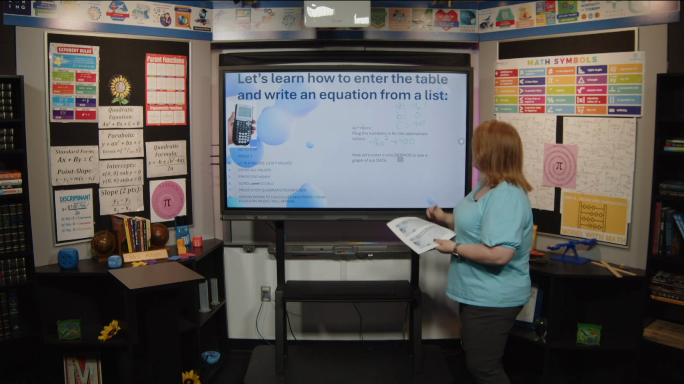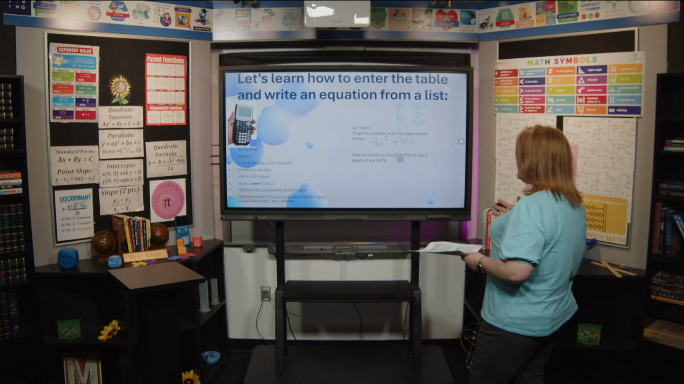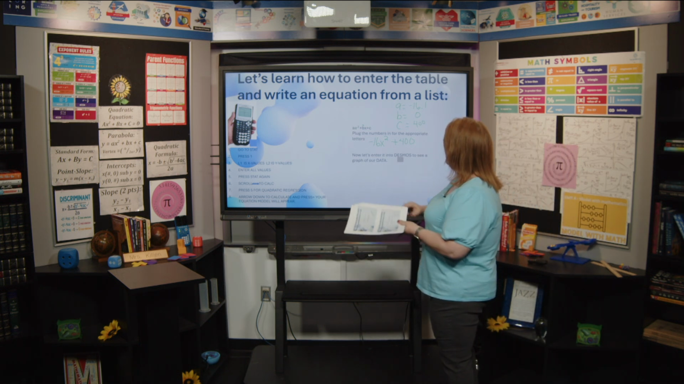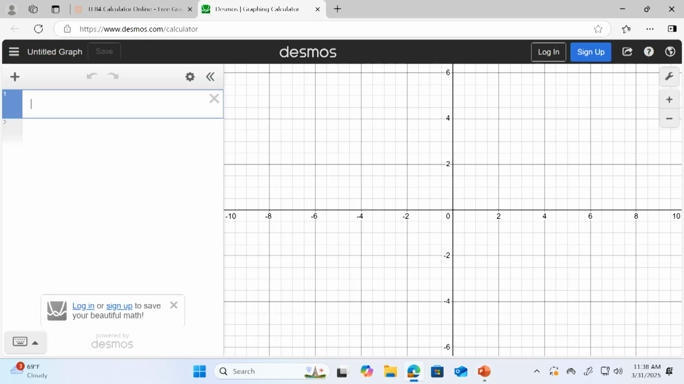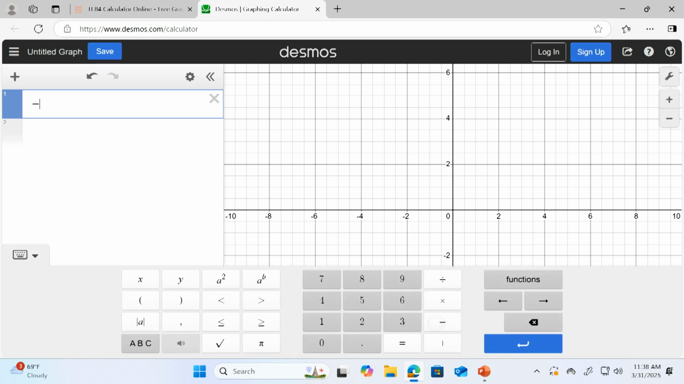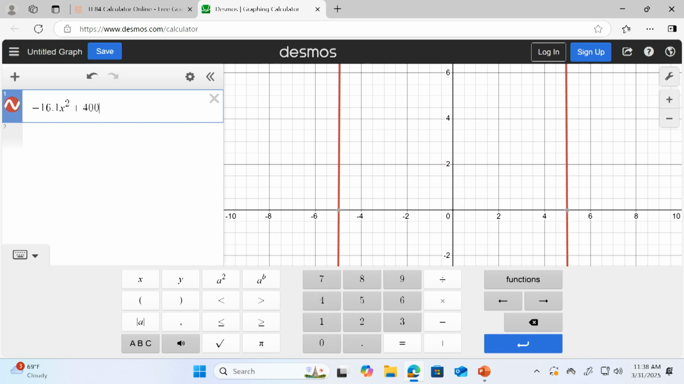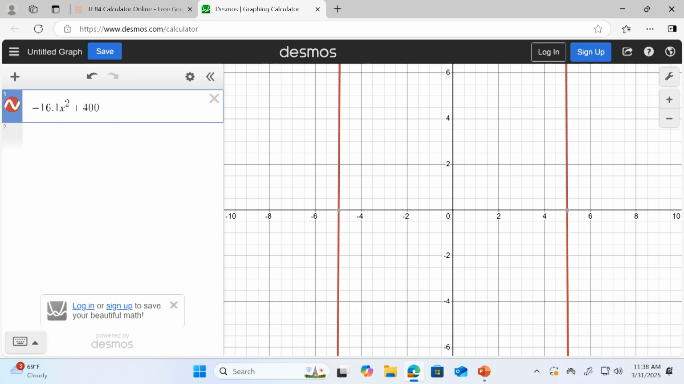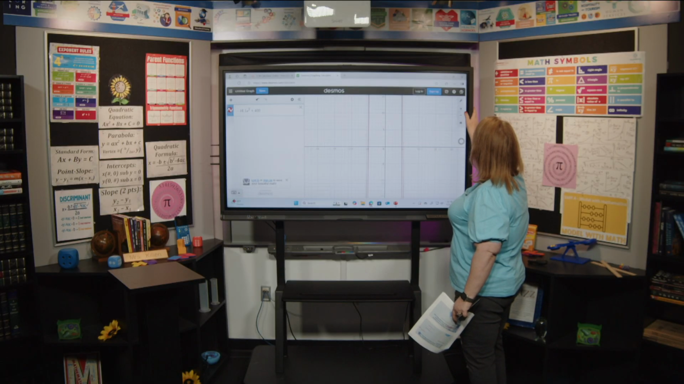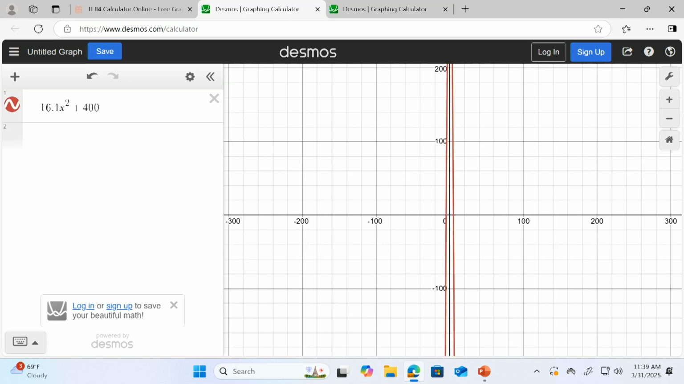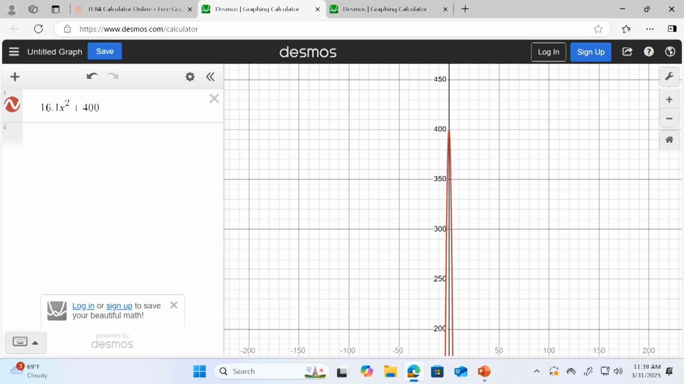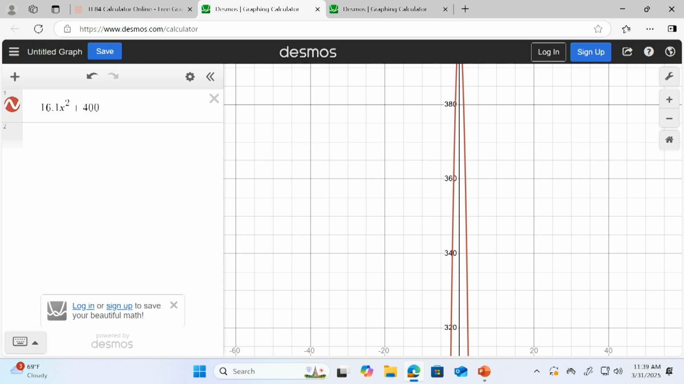Good job. All right, so now it says let's enter these on Desmos and see a graph of our data. So we are going to take this equation right here and plug it into Desmos. So I'm going to hit my Desmos button, and let's plug in negative 16.1x squared plus 400. Remember, going to the right side and pressing my minus, I can pull it down. I can always pull down with my different mouse tools.